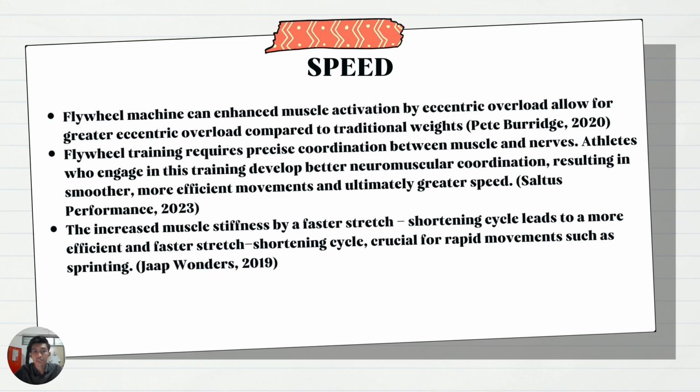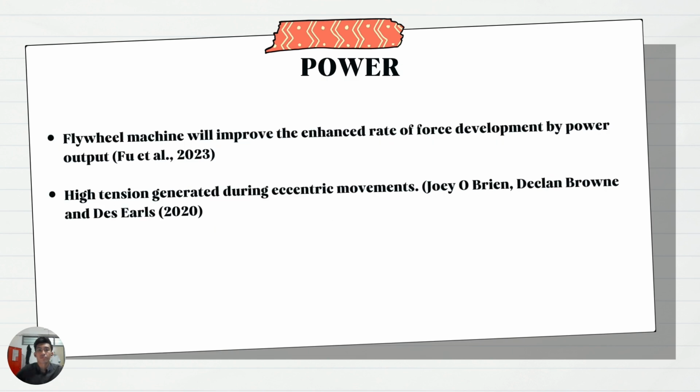Athletes who engage in this training can develop better neuromuscular coordination, resulting in smoother and more efficient movement and ultimately greater speed. And this will increase muscle stiffness, leading to a faster and more efficient stretch shortening cycle. This is crucial for rapid movements such as sprinting. For power, the flywheel machine will improve the rate of force development through power output and also the tension generated during eccentric movements.